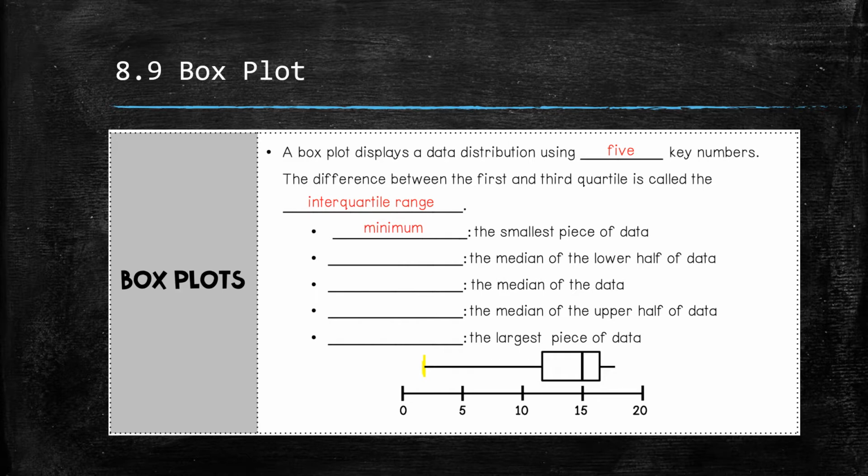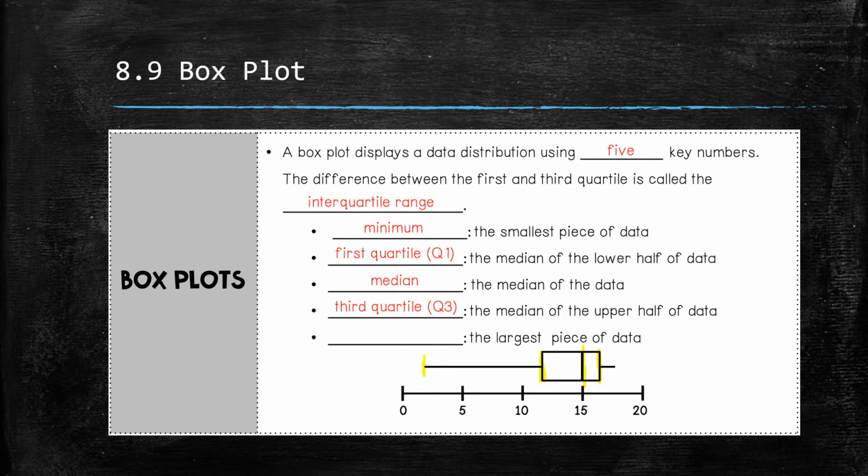Then we have the median of the lower half of the data, which is Q1, the first quartile, and that's represented right here. Then we have the median of the entire data set, which is Q2, or the median, and that's represented right here in my box. Then we have the median of the upper data set, which is Q3, and that's located right here, representing this part of the box.